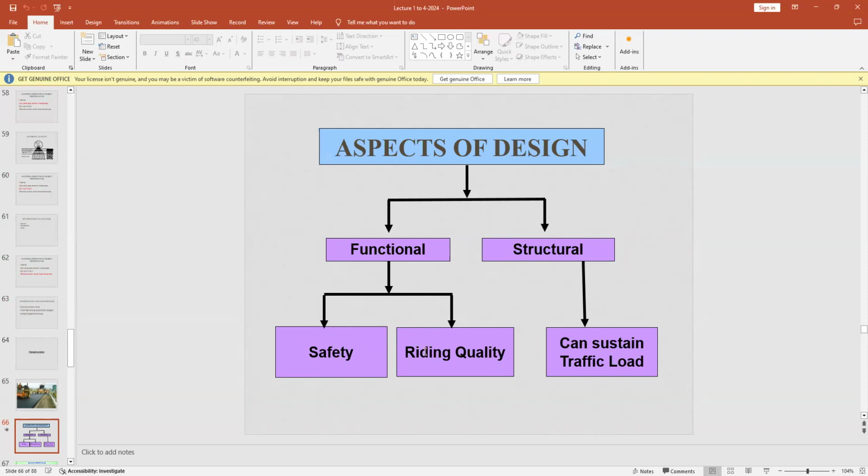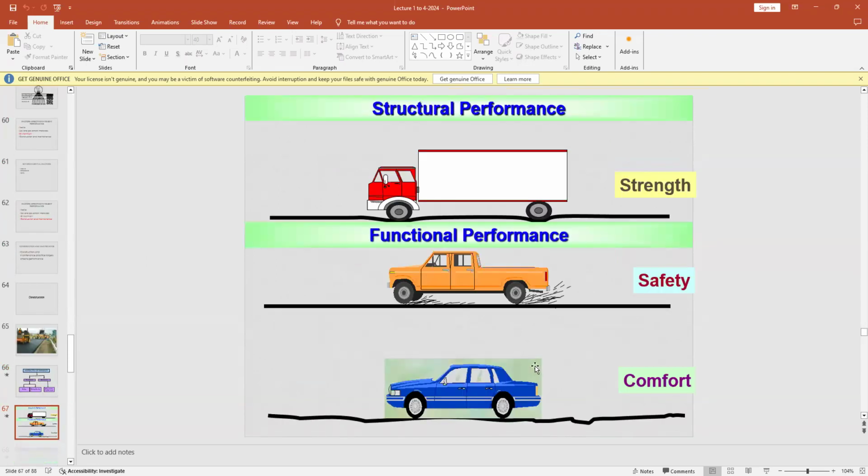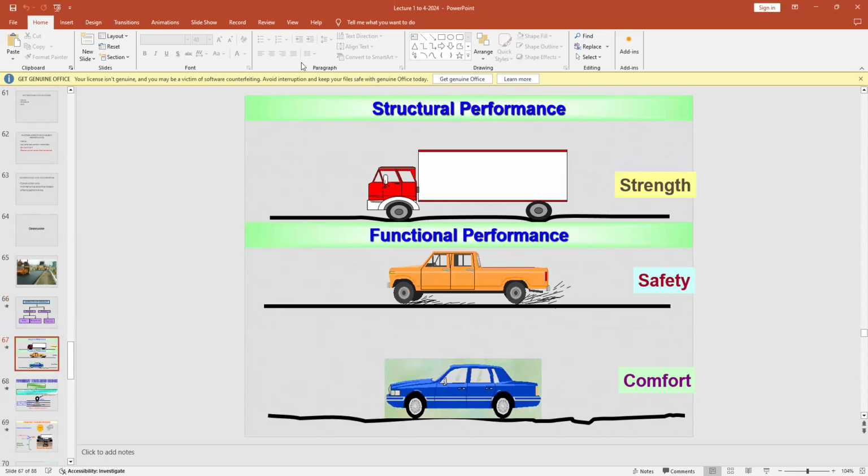Then there is riding quality, bumpy roads. That's also a functional failure, while the pavement has not been damaged. The pavement is damaged because of the traffic and the environmental load. So structural failure means strength failure. Functional failure means skid resistance and a bumpy road, as you can see from this.